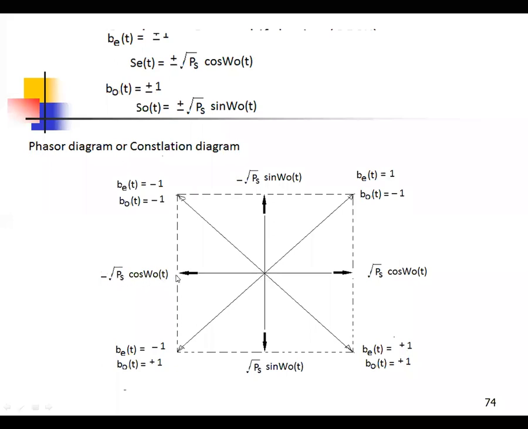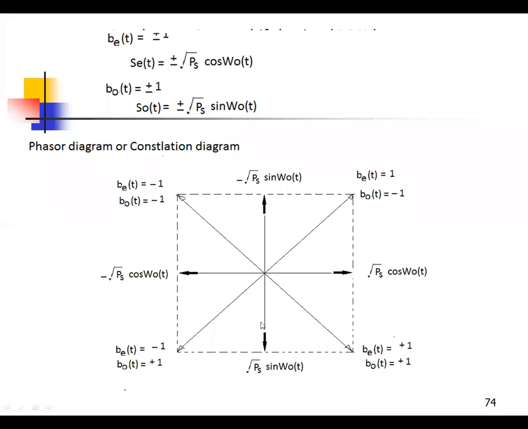So minus root Ps cos omega naught t is the negative side of the x-axis. Root Ps sin omega naught t is the positive side of the y-axis. Now the resultant is b_e(t) related to cosine, b_o(t) related to sine. Now b_e(t) is equal to minus 1, b_o(t) is equal to plus 1. Again, positive side x-axis, positive side y-axis. The positive side x-axis signal is root Ps cos omega naught t. The positive side y-axis signal is root Ps sin omega naught t. The cosine is related to b_e(t), sine is related to b_o(t). Now plus 1, plus 1.